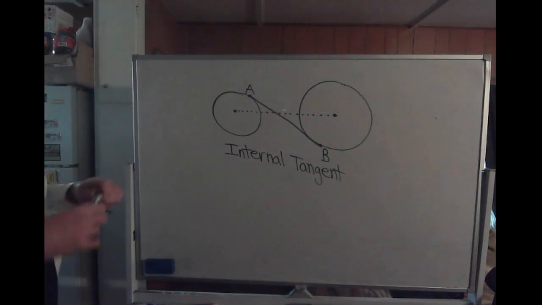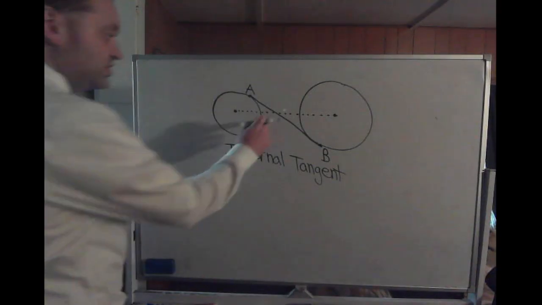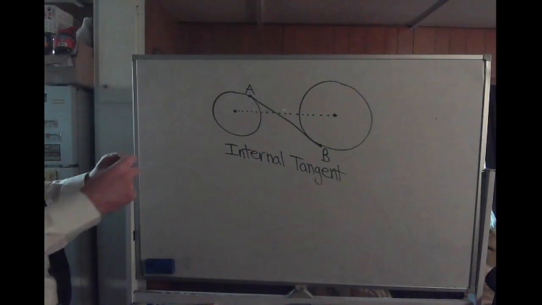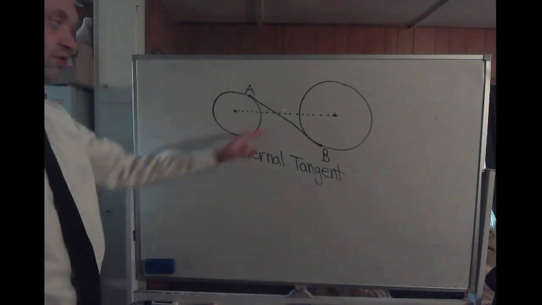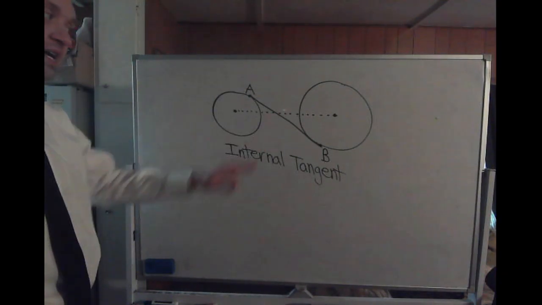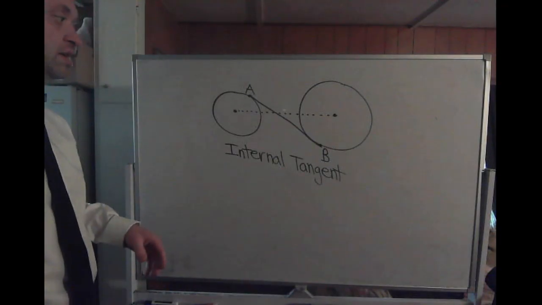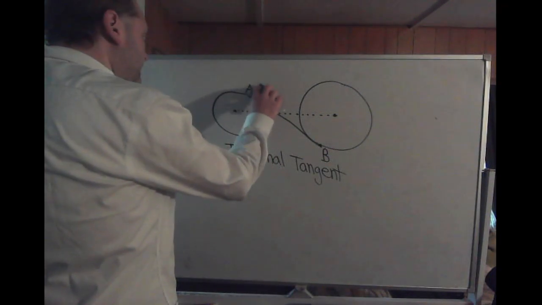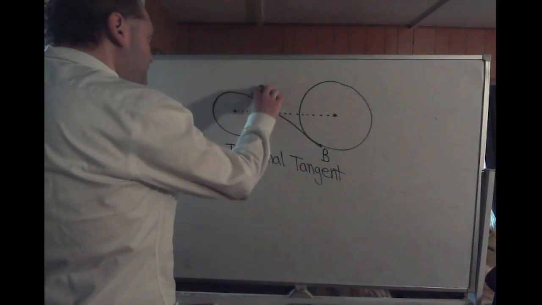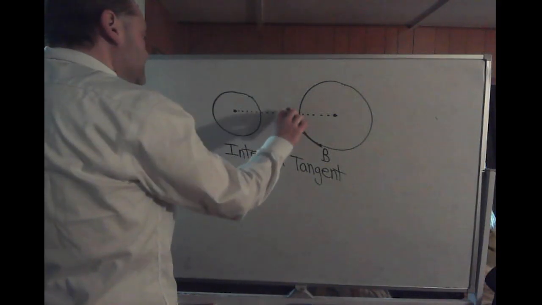And another property of internal tangents is that it intersects the line that joins the centers, as we can see here on this diagram. So internal tangents intersect the lines that join the centers of each circle together. So that's an internal tangent. Now we're going to talk about an external tangent.